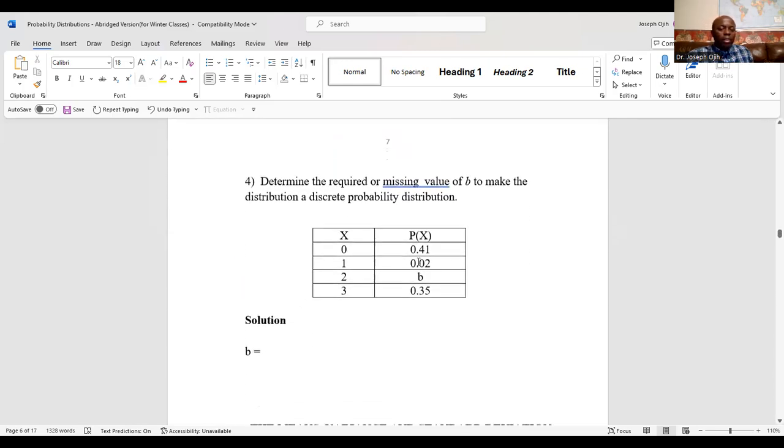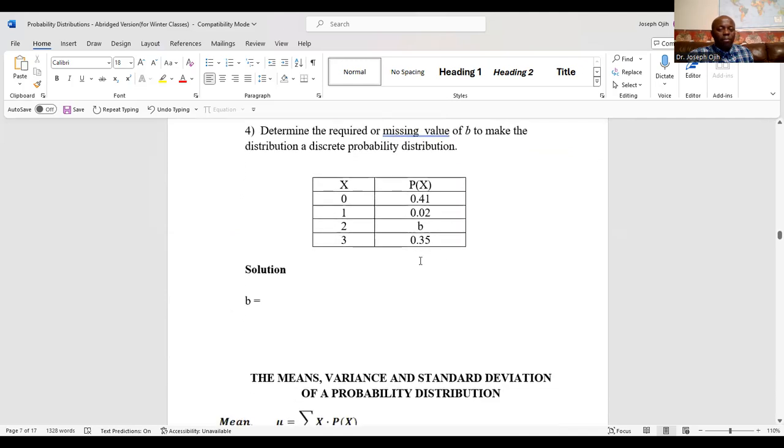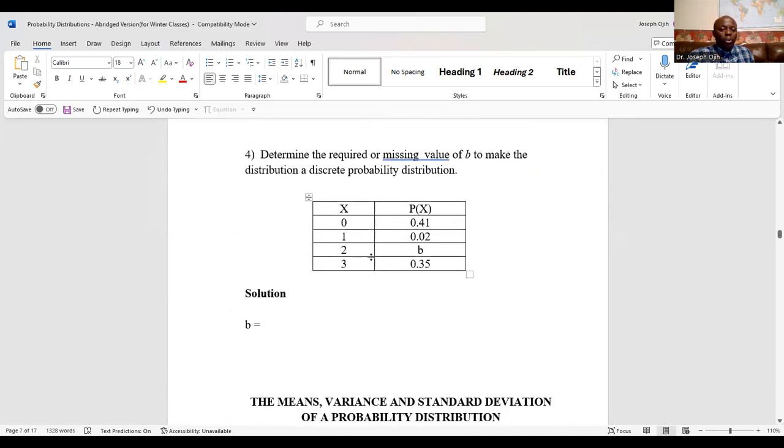Now we can ask this question in a different form. In this case, you'll be given the outcomes and their corresponding probabilities, but one of them will be missing. How do you find it? Look at this question. It says, determine the required or missing value of B to make the distribution a discrete probability distribution. So you can see that for 0, the probability is 0.41. For 1 it is 0.02. For 2 it is B, which is what we are looking for. And for 3 it is 0.35.